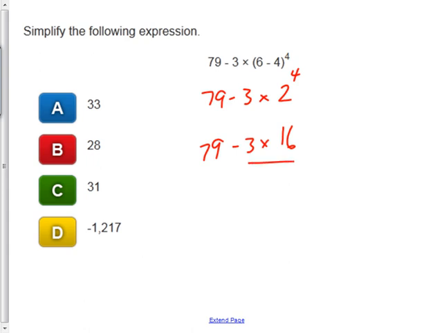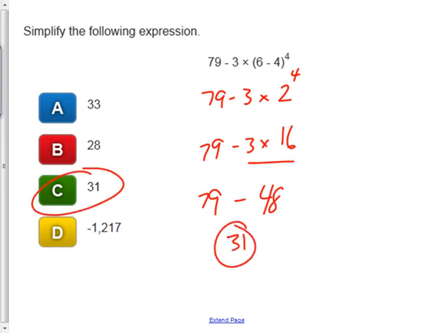Now we have to do multiplication next. So 3 times 16 is going to give us 48. We bring everything else down. There's 79 minus 48. Notice how you're trying to keep things in order here. Make sure you do that in the correct order, otherwise you get a negative. And our answer is positive 31.